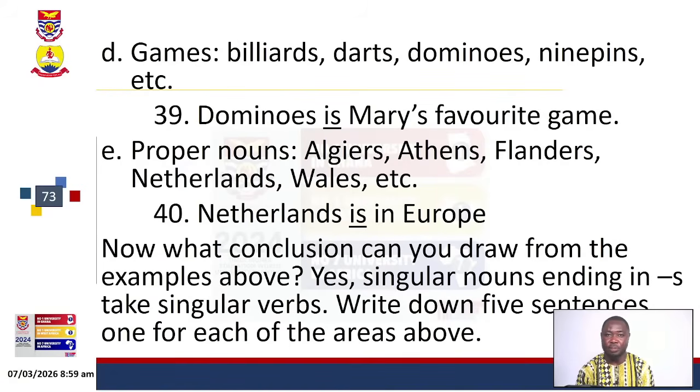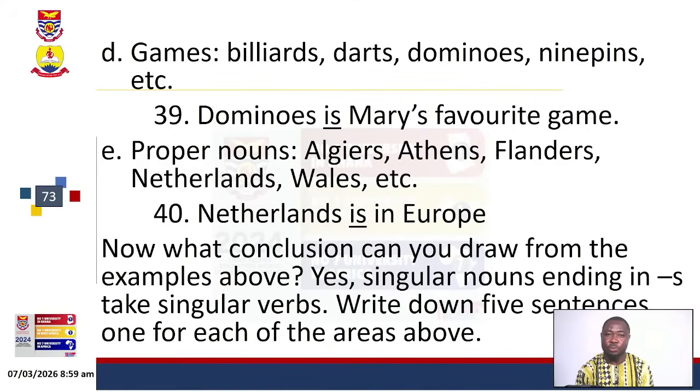Now you also have names of games. Billiards. I don't know whether you play billiards. Okay. Darts. Okay. Dominoes. 9 pins, etc. These are games, names of games. They are singular, but they are written in plural forms. Dominoes is Mary's favorite game. I don't know whether it is yours too. Mine is darts, although I'm not very good at targeting my points.